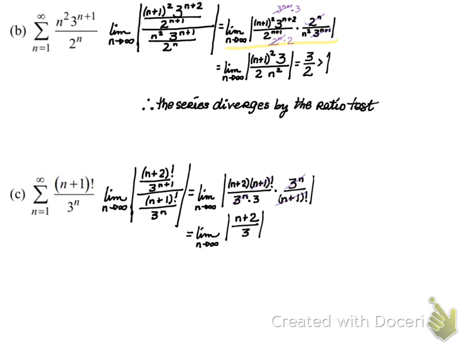On example C, you see very quickly that your numerator is definitely bigger than your denominator. That is definitely bigger than 0, and the series diverges by the ratio test.